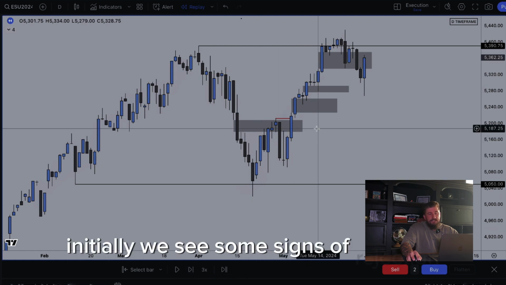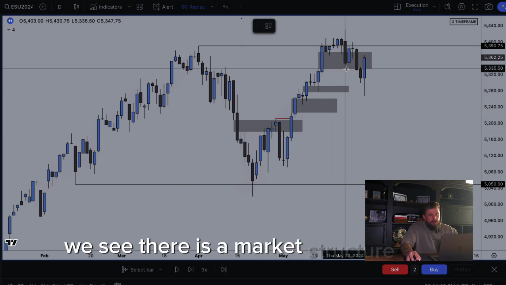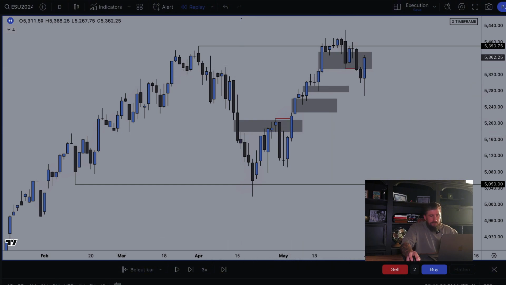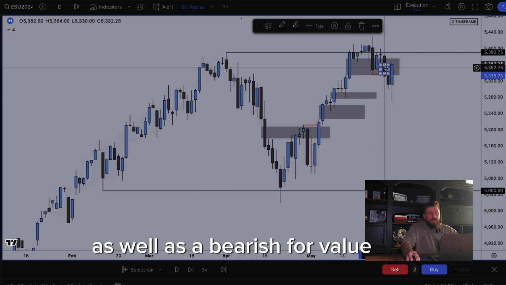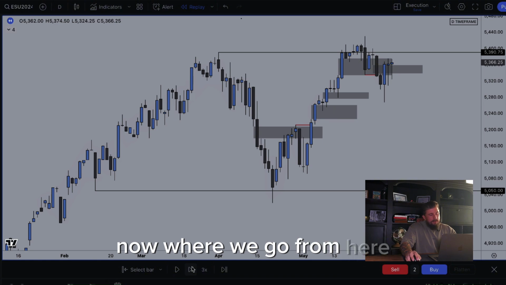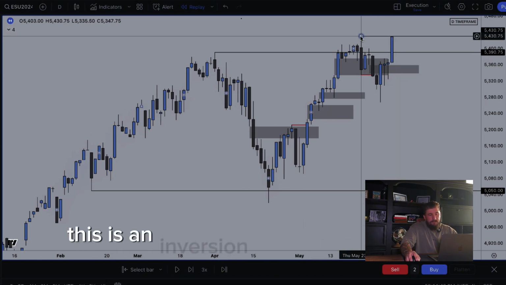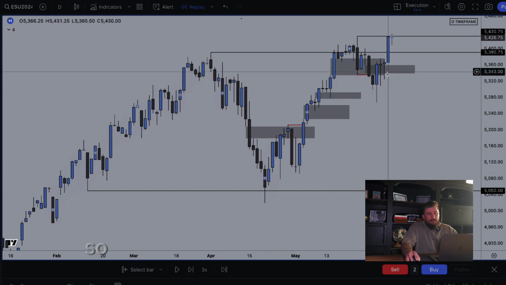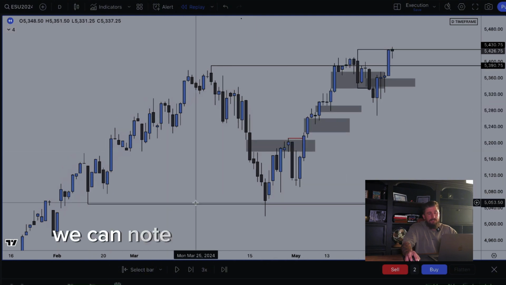Initially, we see some signs of rejection. We see there is a market structure shift right here, potentially, as well as a bearish fair value gap. Now, where we go from here, we have to see. Do we hold this? And it seems that we do hold this as an inversion, where we now run this high. So this failed market structure shift is really just a sweep of an old low. We can note it as such.